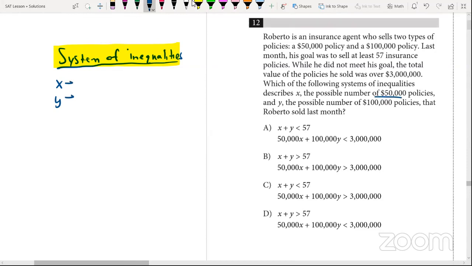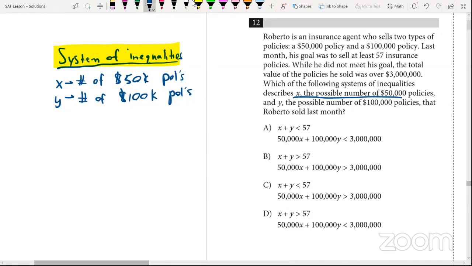X is the number of 50,000 policies. Now, by the way, when we're looking for X and Y, it's either going to be the price or the quantity. So the price is that they're worth 50,000 each, and the quantity is what we need to make the variables. So X is the number of $50,000 policies, and Y is the number of $100,000 policies.